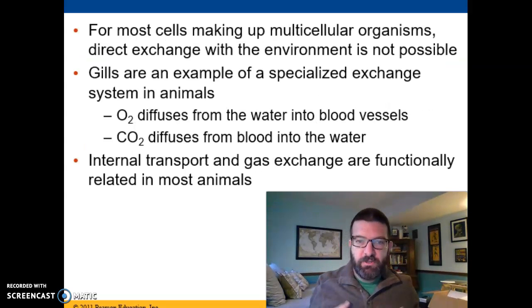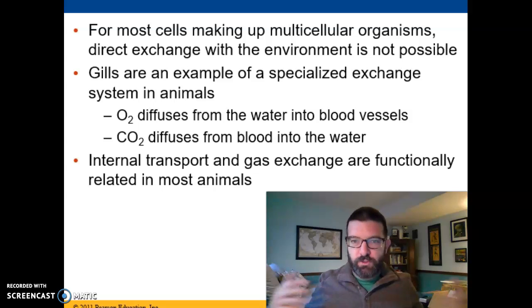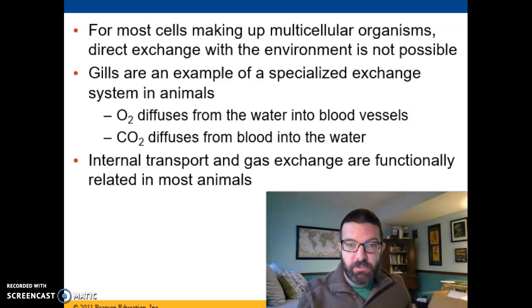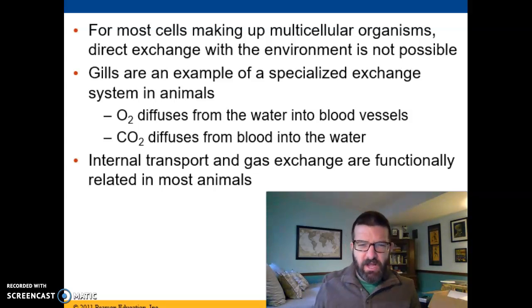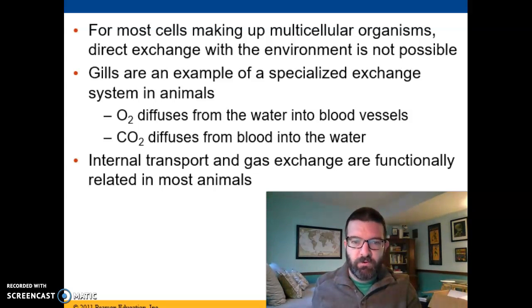Because the cells on the inside of my body can't diffuse directly with the environment around me, since there are a lot of other cells stacked outside of them, big organisms like me and you have to have specialized structures with lots and lots of surface area to do the exchanging, and then another organ system, or circulatory system, to move those gases around and distribute them to and from our cells.